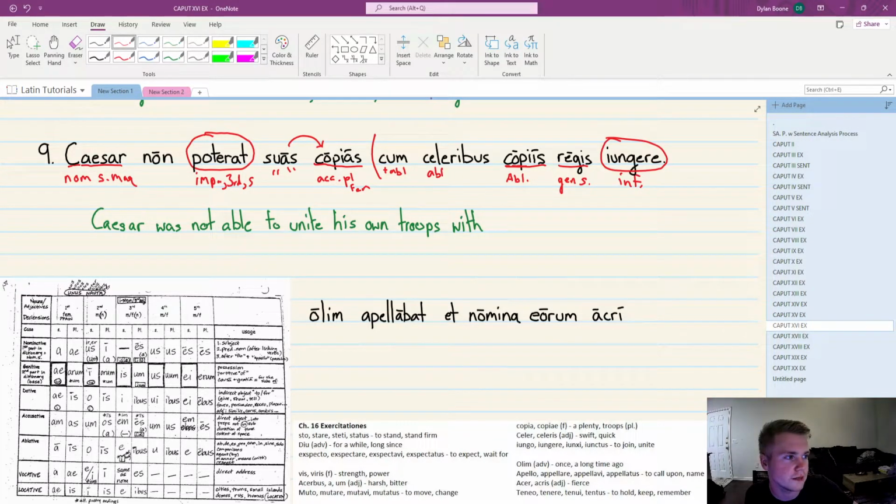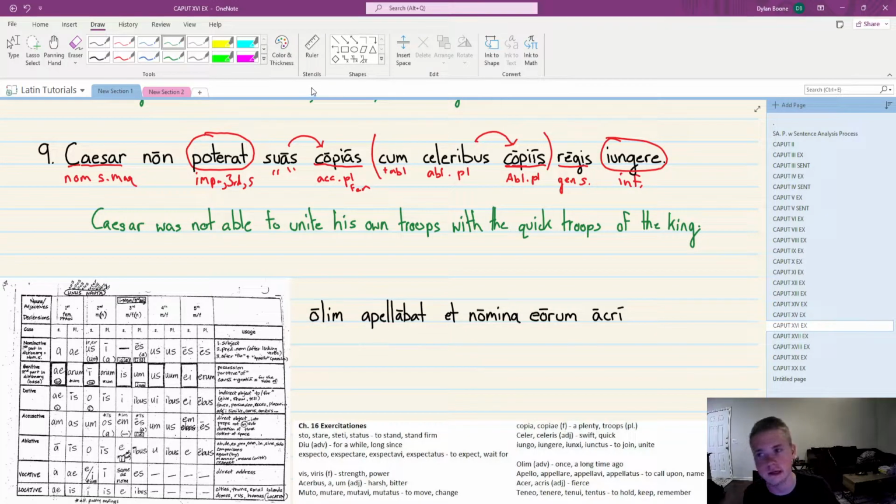I don't know why I put ablative singular there. I'm off it today. Ablative plural as well. And they look nothing alike, but they have agreement there in gender, number, case. So he could not join his own troops with the calaribus copies, the troops, but the quick troops. Redis, genitive. Possessive genitive. The king's troop, or the quick troops of the king. That's it for number 9.